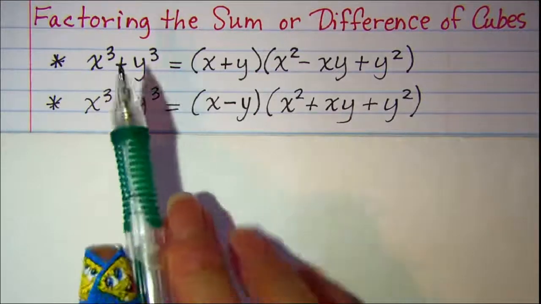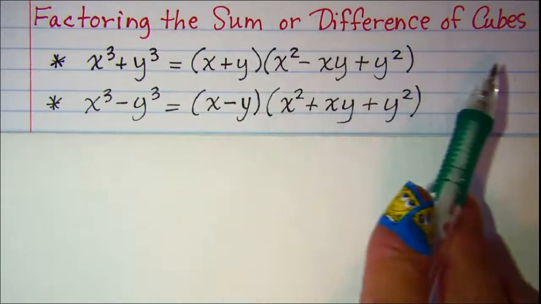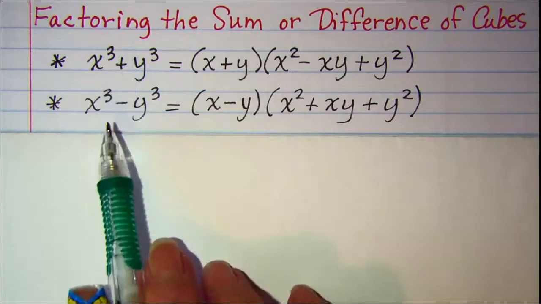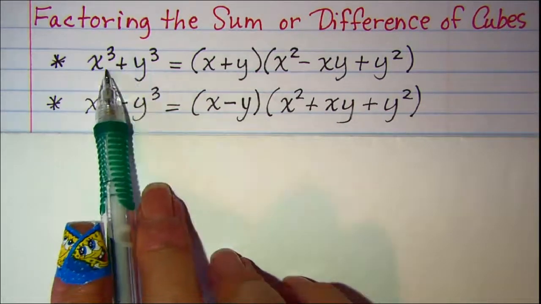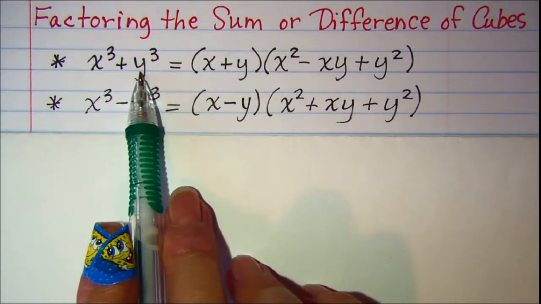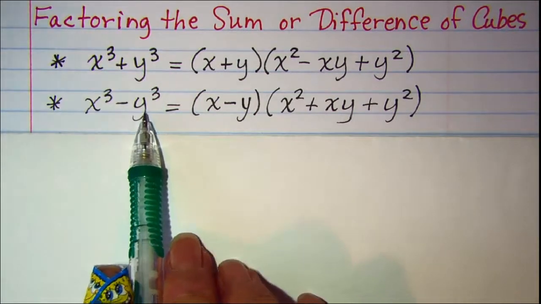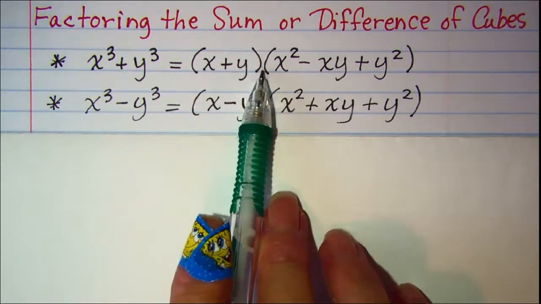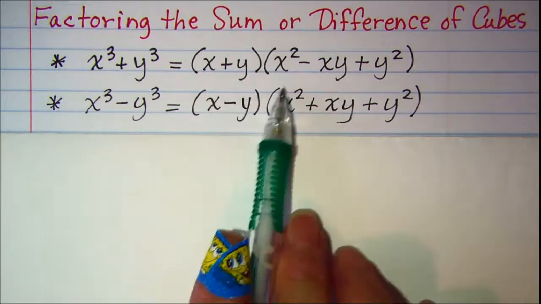In this video, we'll be factoring the sum or difference of cubes. Here we have the rules for factoring. Notice that when you factor either one, the sum or the difference, you'll have a binomial multiplied by a trinomial.